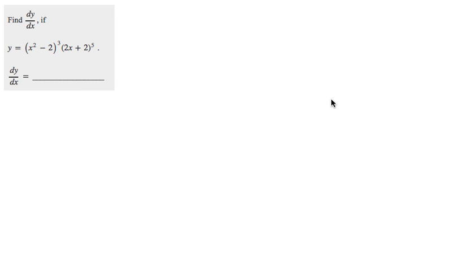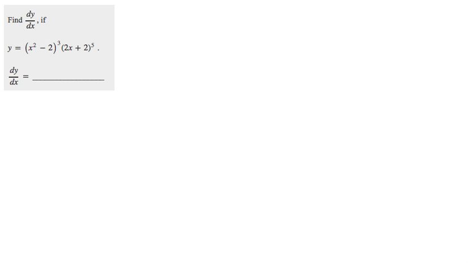So in this problem, we want to find the derivative of this function. We're going to have to use more than one rule here because we have x squared minus 2 all inside of the cube times 2x plus 2 all inside of the fifth power. So what you've got to figure out is which rule to apply first. We want to go with one step at a time.